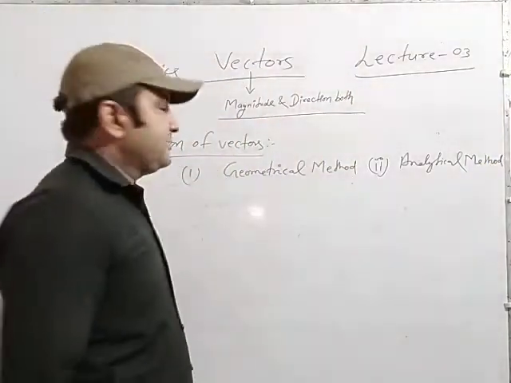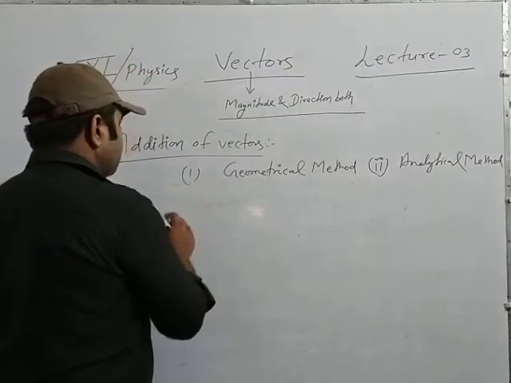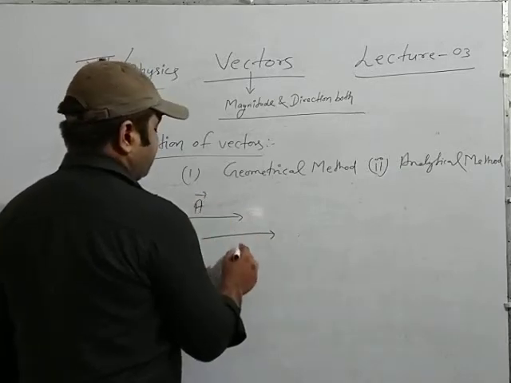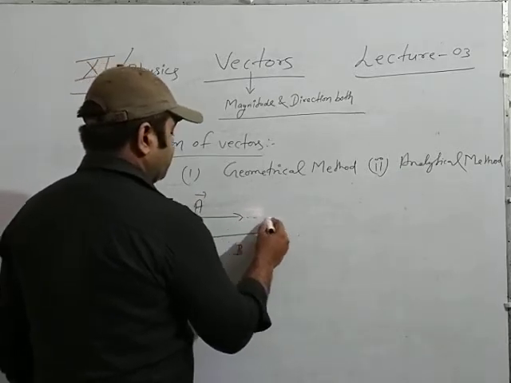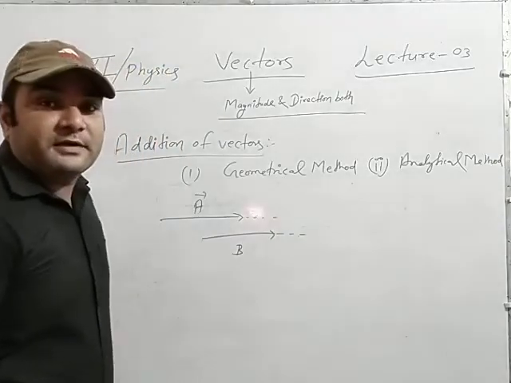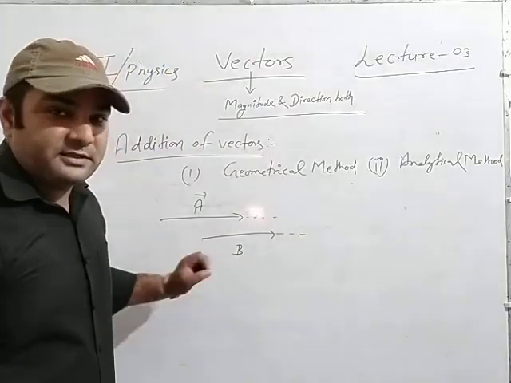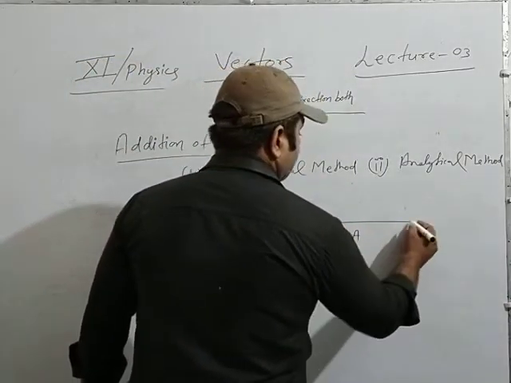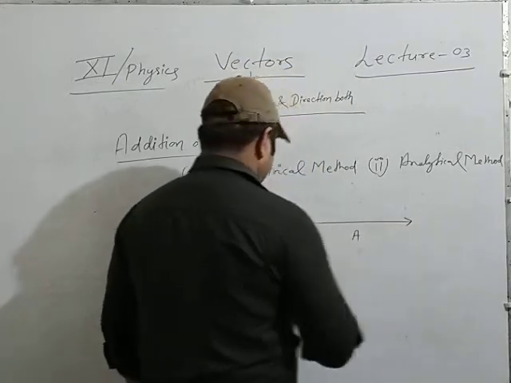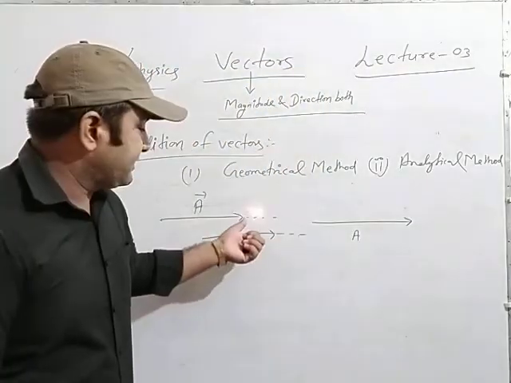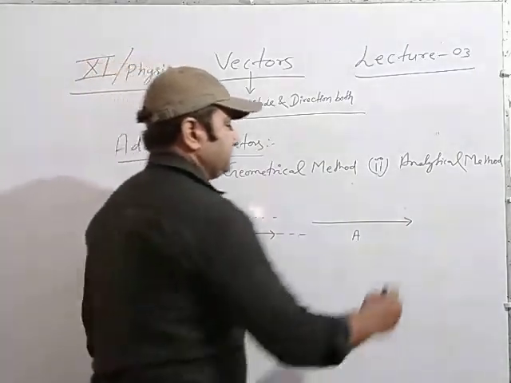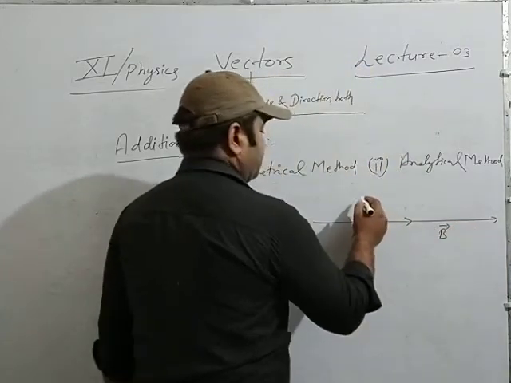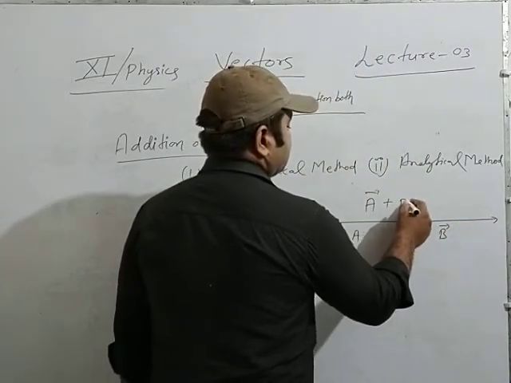Analytical method. In the geometrical method, let's see, if two vectors, vector A and vector B, are acting in the same direction, then the resultant will also be in the same direction, but vector B is just adjusted at the head of vector A. This is B. So this is representing what? A plus B.